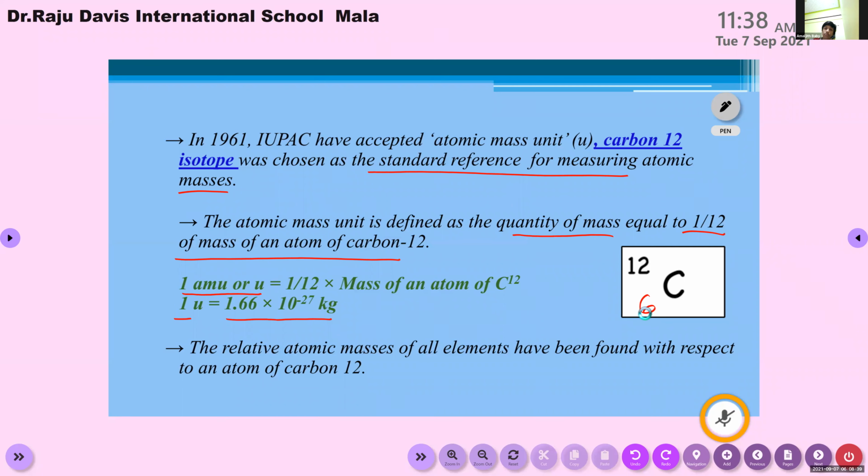Okay. Have you completed? Yes, ma'am. All of you? Yes, ma'am. Okay. So nowadays we are using the carbon-12 isotope as the standard reference for measuring atomic masses, and 1 AMU or 1 U is equal to 1.66 into 10 raised to minus 27 kilogram. Clear, children?